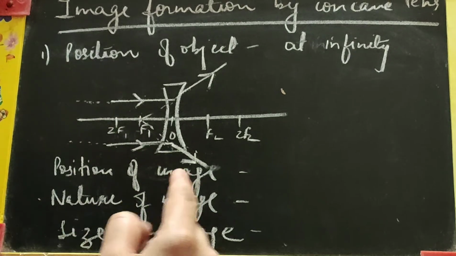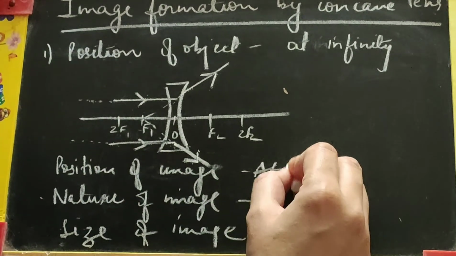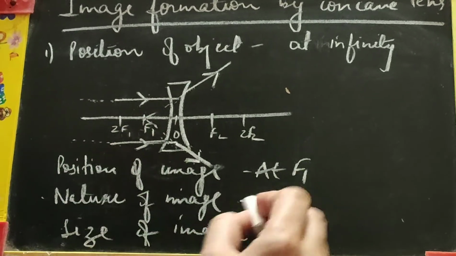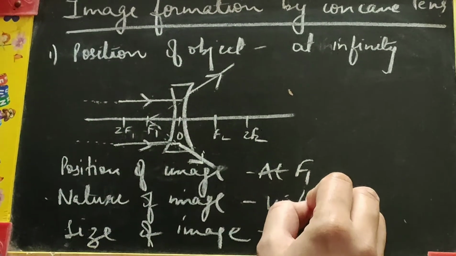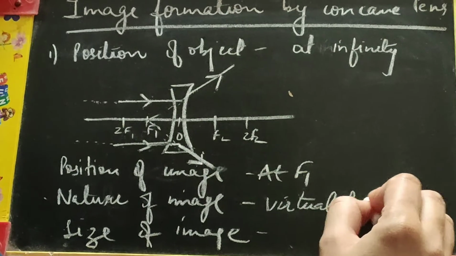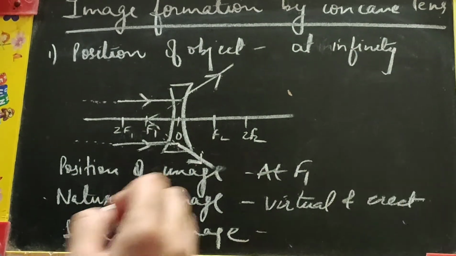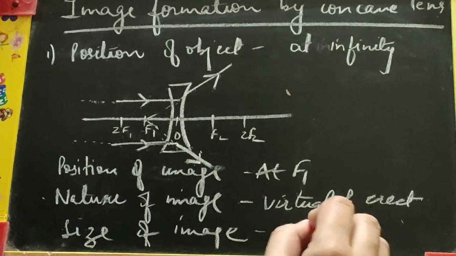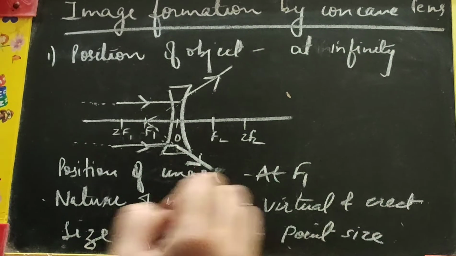So position of the image is at F1, same side as the object. The nature of the image is virtual and erect because the light rays have not actually intersected, and the size of the image is point size or highly diminished.